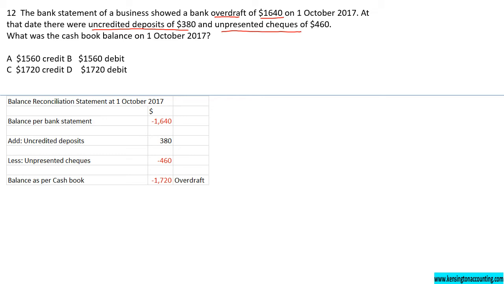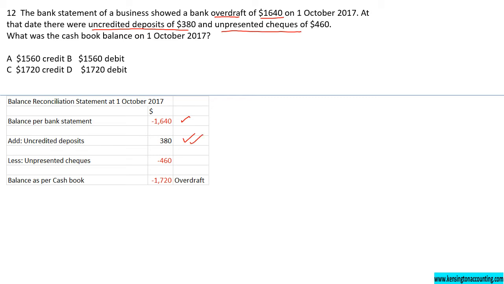Now, a bank reconciliation statement always starts with the balance per bank statement. It is minus here because it is a bank overdraft. Now, what is an uncredited deposit? An uncredited deposit means a deposit which has been entered in the cash book, but it doesn't yet show in the bank statement. Therefore, for the balance on the bank statement to reconcile to the balance of the cash book, this uncredited deposit should be added to the balance per bank statement. Therefore, it is an addition.